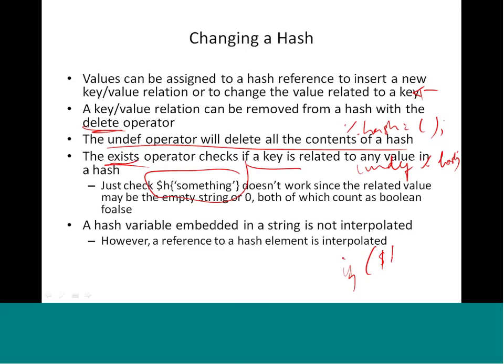If you specify this kind of a check and the something actually has a 0, it will still be treated as boolean false. I think there is a typo here, it should be boolean false. So this is what this means. Do not do this, instead use the exists function to check whether it really exists or not. The exists function, if the value is 0, still returns true, and it returns false only if such a key does not exist in the hash.